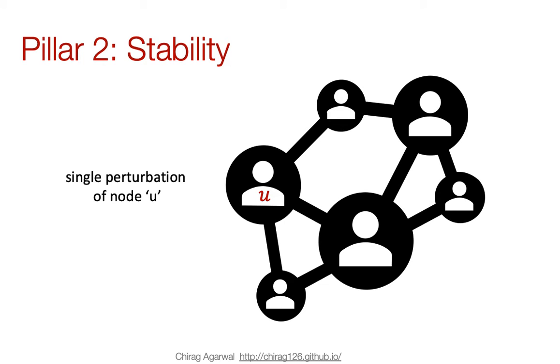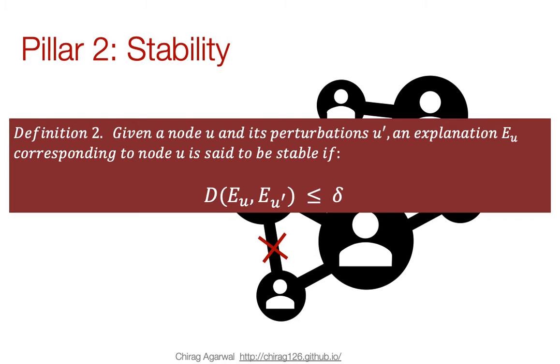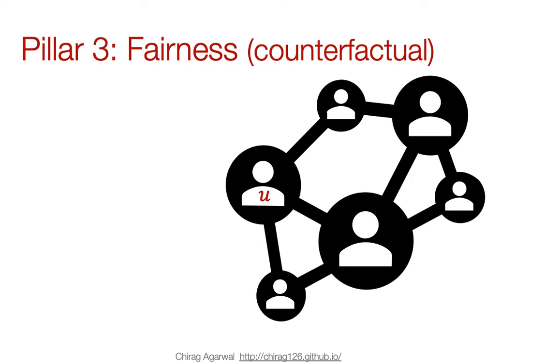Unlike faithfulness, we just generate one single perturbation of node U by adding random noise and adding or deleting some edges, and define stability as follows: given a node U and its perturbed node U prime, an explanation EU corresponding to node U is said to be stable if the distance between the explanation for U and U prime is less than or equal to some delta. We now move to the third pillar of fairness.